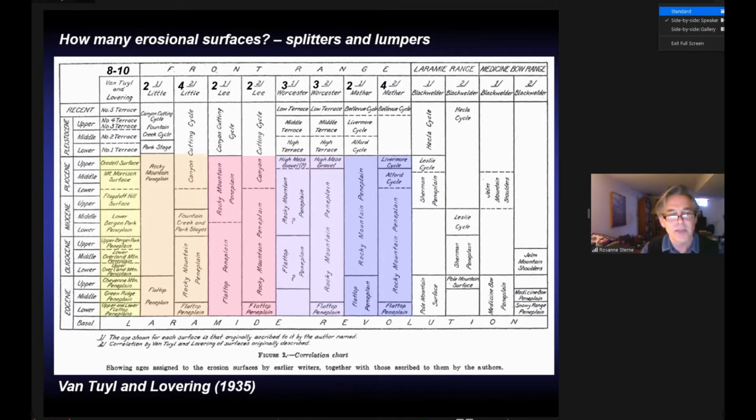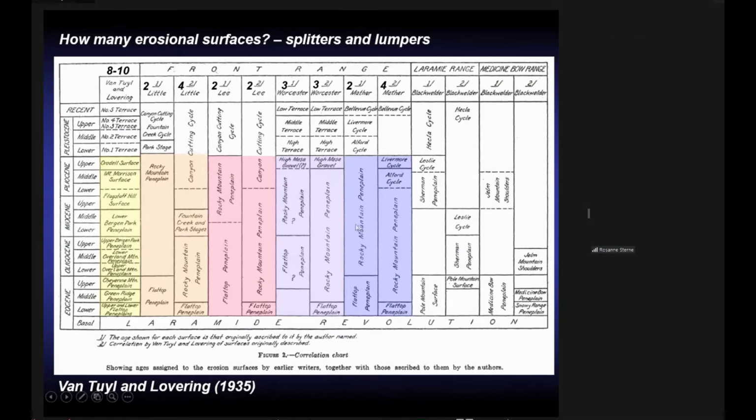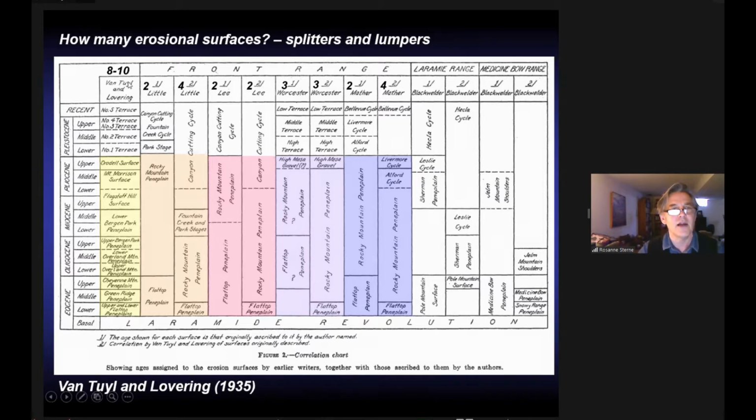And this is a little panel from a Van Tuyl and Lovering 1935 article. And it's just tabulating the number of surfaces that people have looked at. So Van Tuyl and Lovering were splitters. They had 8 to 10 surfaces, basically marked by things that occurred at common elevations. But Little, Lee, Worcester, Mather, they were looking at between 2 and 4 surfaces, depending on how Van Tuyl and Lovering wanted to rework some of their conclusions.